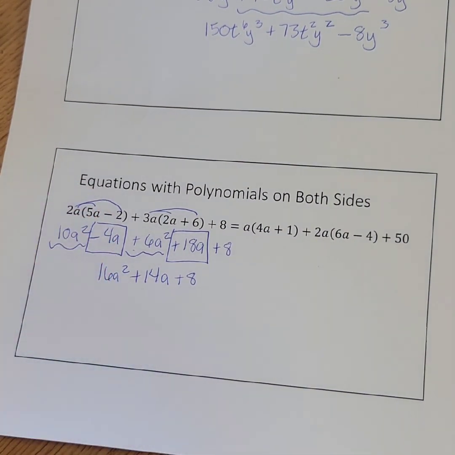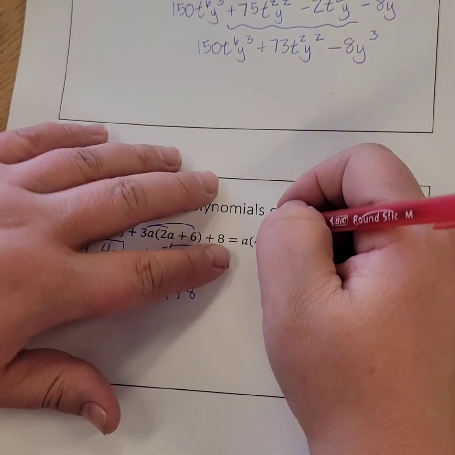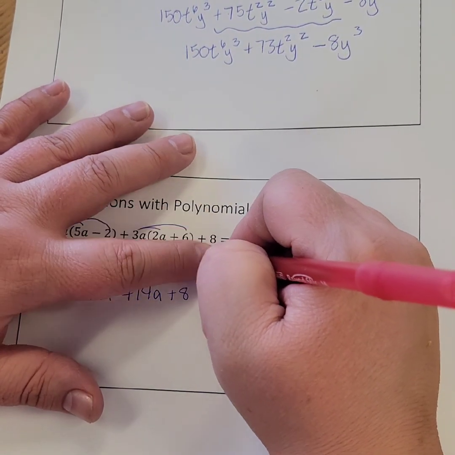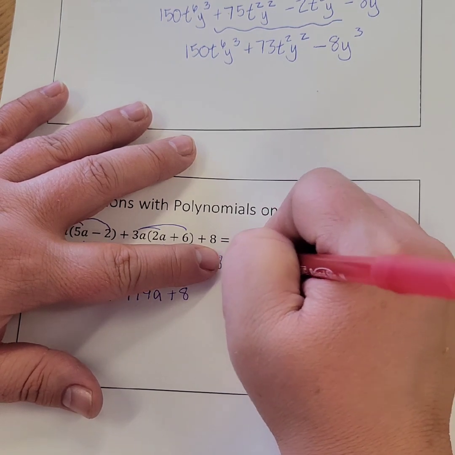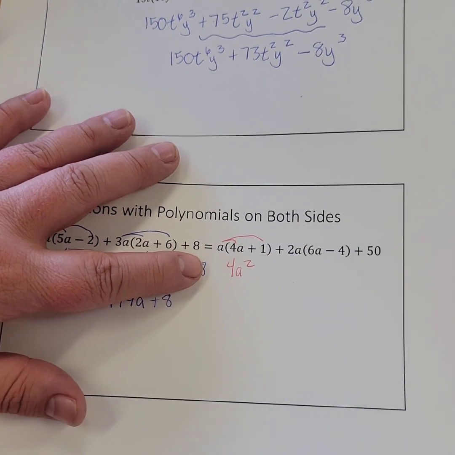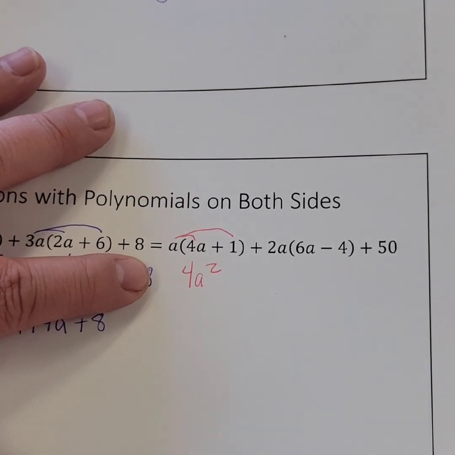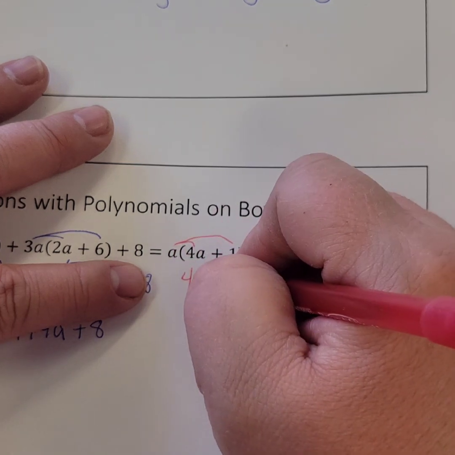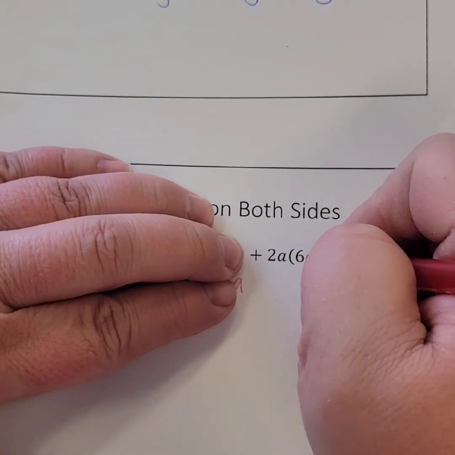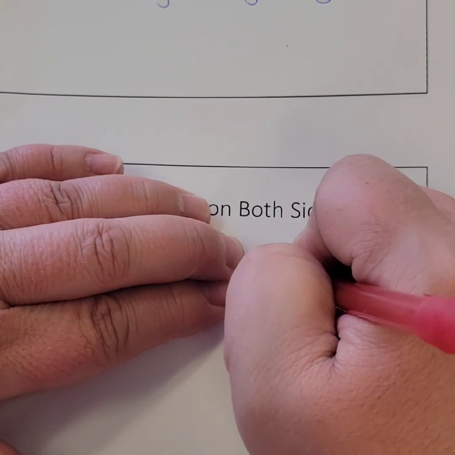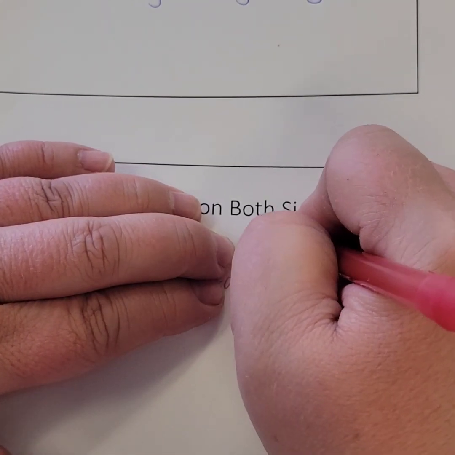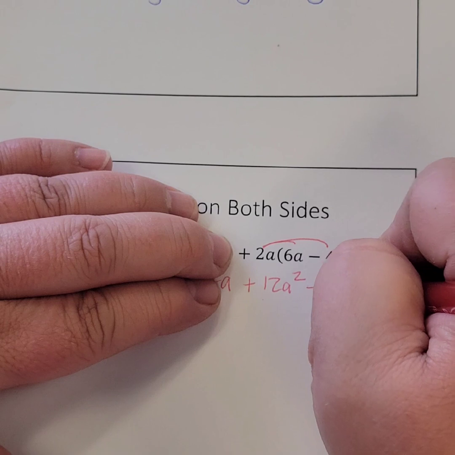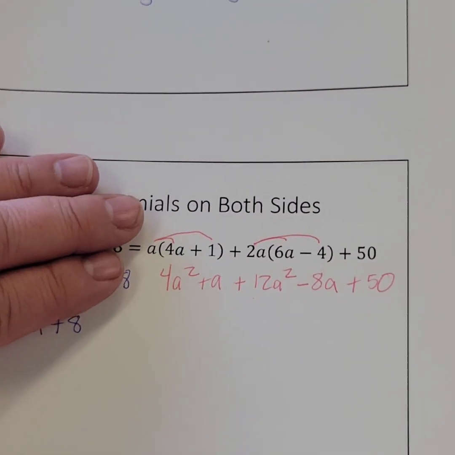So then I'm going to switch to a red pen. Hopefully it shows up for this side just so that we can see. So we've got 4a squared. So hopefully let's focus in a little bit. Okay. And then a times 1, so plus a. Then let's look at this one. So plus 12a squared minus 8a, and then plus 50. So that's what's on this side.